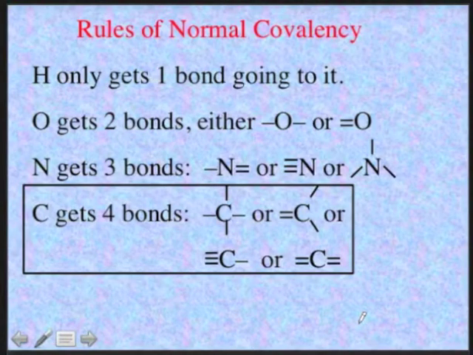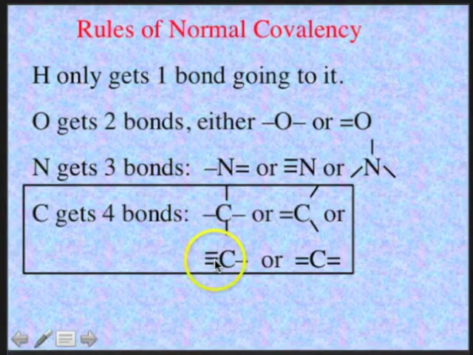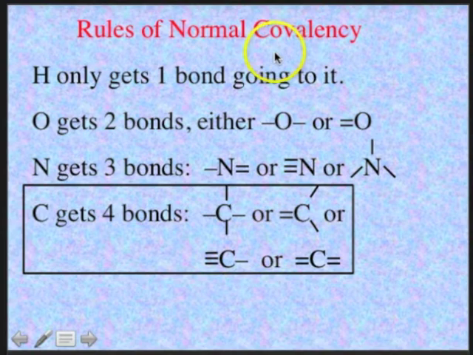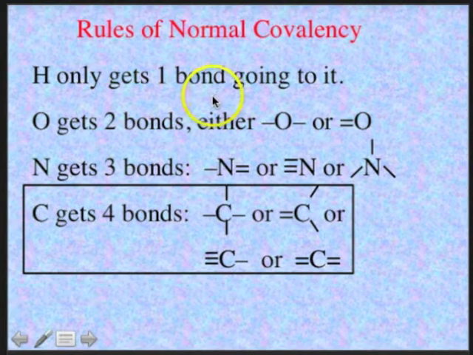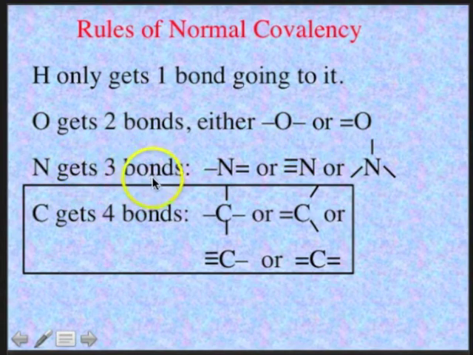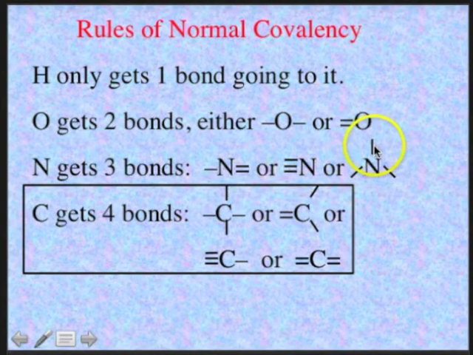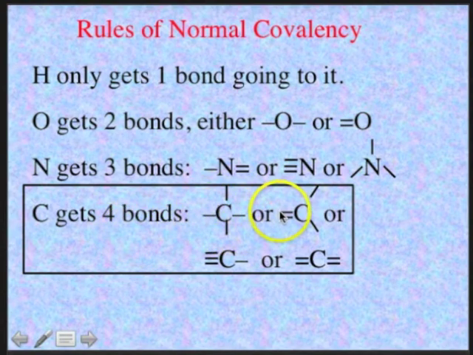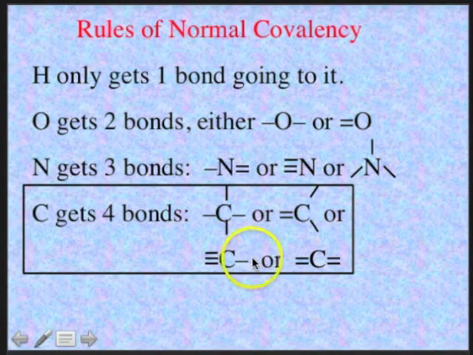Now, we have another set of rules here. Again, this is not in your textbook, and it's called the rules of normal covalency. And the rules are, hydrogen only gets one bond going to it, a single bond. Oxygen gets 2 bonds going to it, either 2 singles or a double bond. Nitrogen will have 3 bonds going to it, single and a double, or a triple, or 3 singles. And carbon gets 4 bonds, either as 4 singles, or a double and 2 singles, or a triple and a single, or 2 doubles.